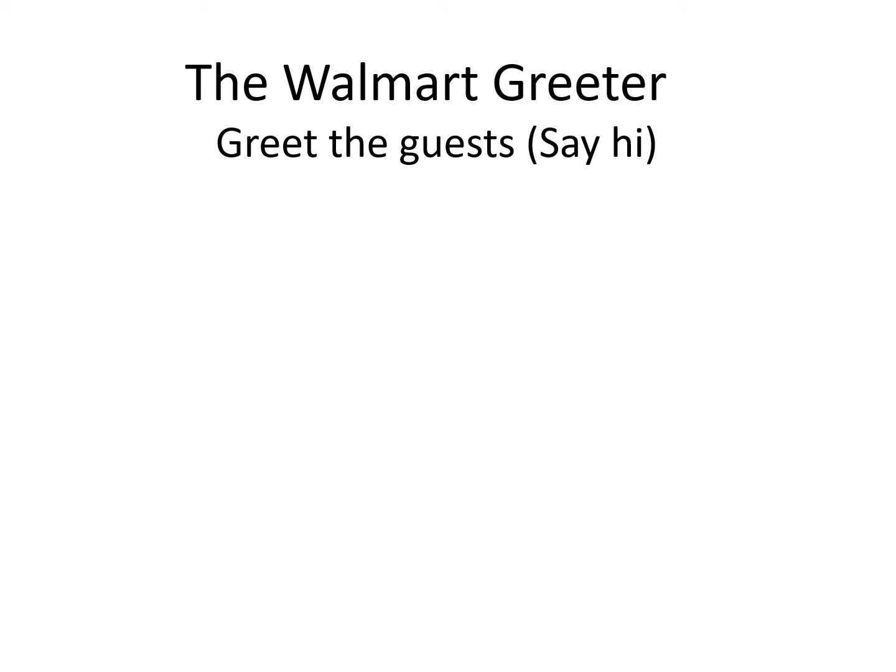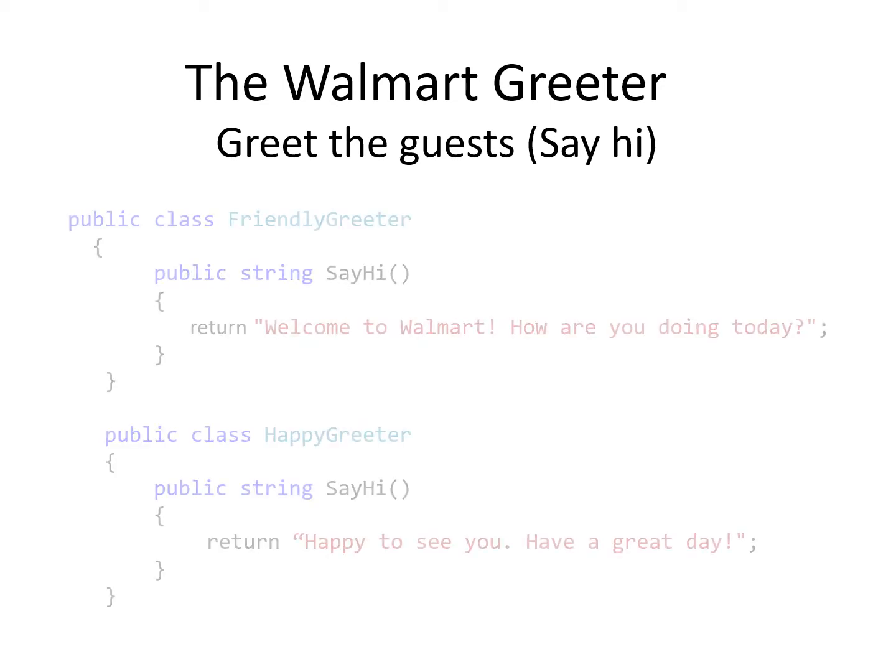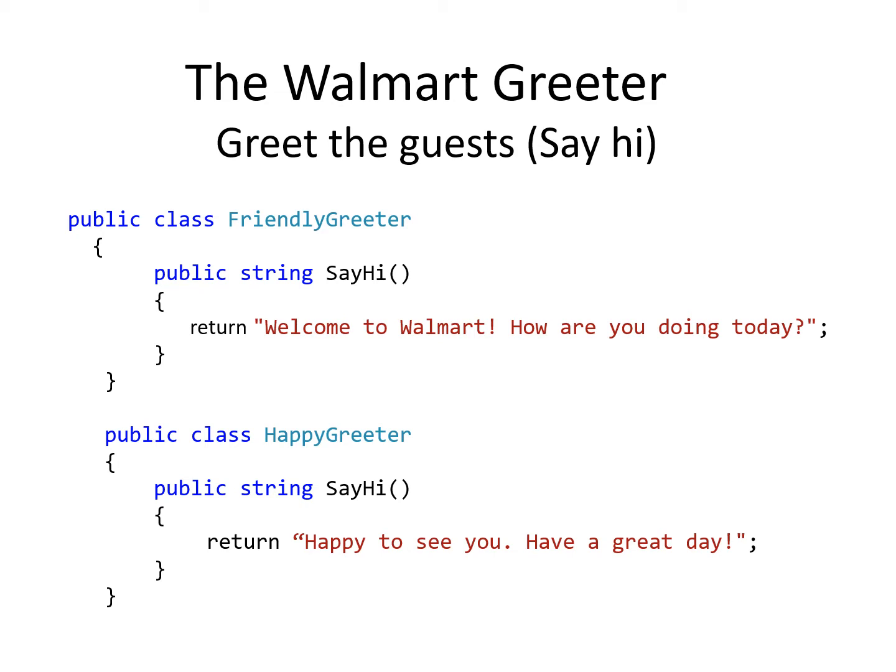If I were to write an application that would simulate this concept of the Walmart greeter, I might have 2 classes. I could have a friendly greeter class and a happy greeter class. Each of these would have a method called say hi, but the friendly greeter would return the string, welcome to Walmart, how are you doing today? The happy greeter would return something different. They would say, happy to see you, have a great day. So those are 2 different ways that a person might greet someone coming in. And again, we're simulating this through a computer application, so that would involve these 2 different classes returning 2 different greetings.